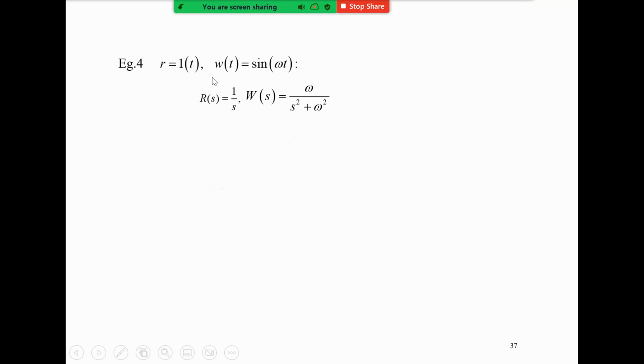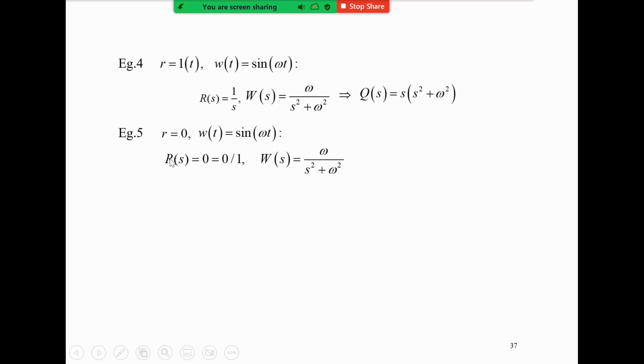Now, the fourth example. R is a step, 1 over S, but here there is also a sinusoid. The Laplace transform of sine omega t is in this form. So there is an unstable factor S square plus omega square. Now, what is the least common denominator of the unstable factors in this case? You have to multiply those two, because both of them are unstable factors. You multiply them, and that will be the least common denominator.